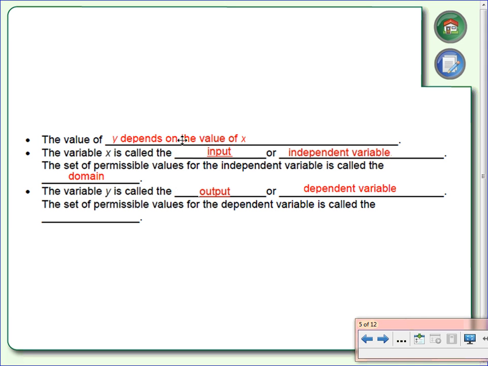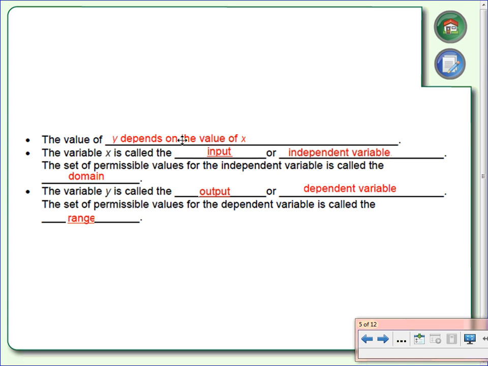So the y values are called the output or the dependent variables. The set of permissible values for the dependent variable is called the range, the opposite of domain. There it is. Range. So the word range, the word output, the word dependent, all of that stuff relates to the y variable. Everything related to the y.